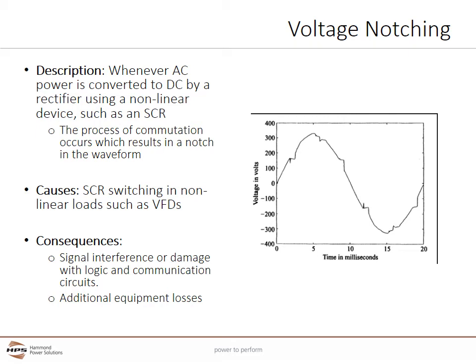Notching occurs whenever AC power is converted to DC by a rectifier using a nonlinear device such as an SCR. The process of commutation occurs, which results in a notch in the waveform. An SCR, or more commonly today IGBT switching, in nonlinear loads such as VFDs is very common. These notches can cause signal interference or damage with logic and communication circuits. These notches can also cause additional equipment losses.